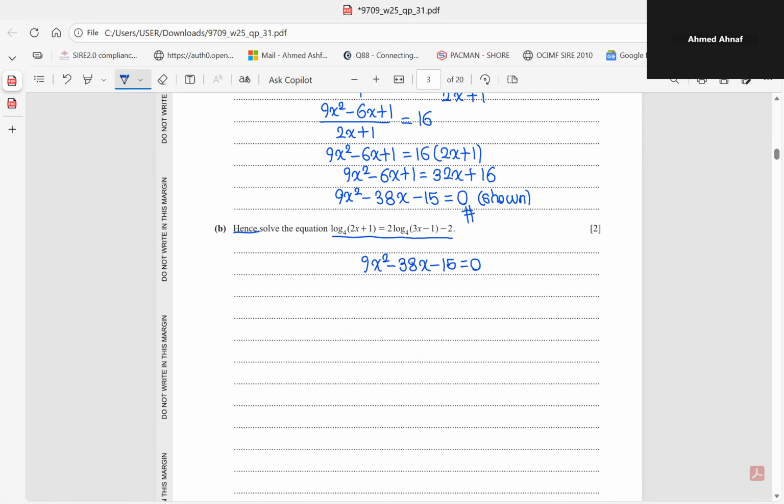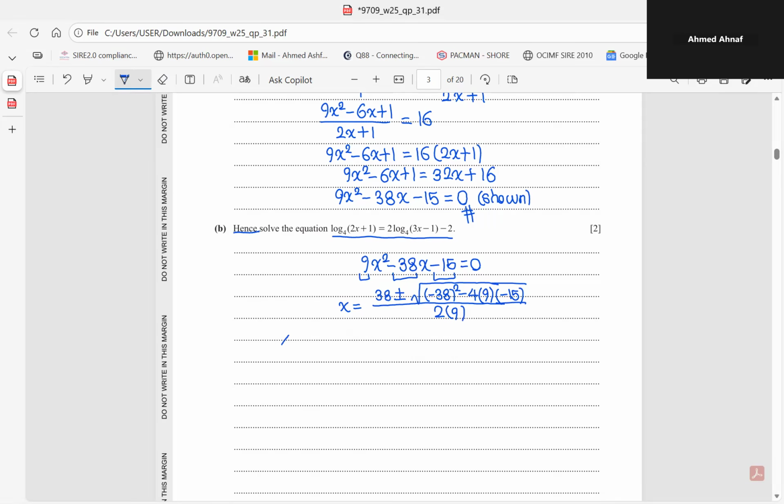Okay, we cannot. So no choice but to use the quadratic formula. Our A is 9, B is minus 38, and C is minus 15. So x would be equal to minus B, so minus negative 38, that's just 38, plus or minus the square root of B squared, which is minus 38 squared, minus 4 times A, which is 9, times C, which is negative 15, over 2 times A, so 2 times 9.